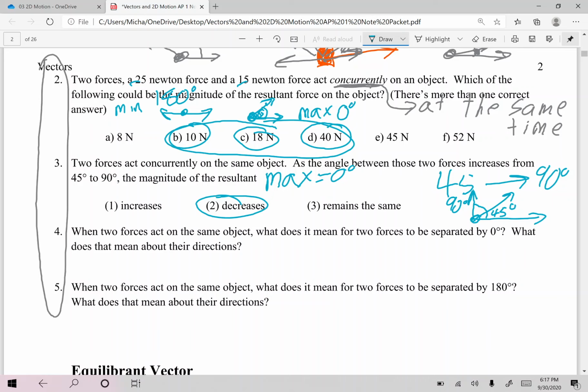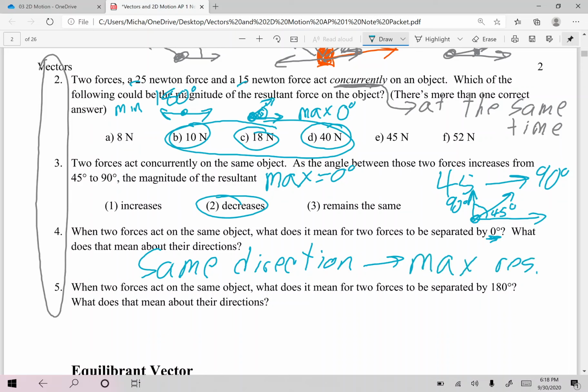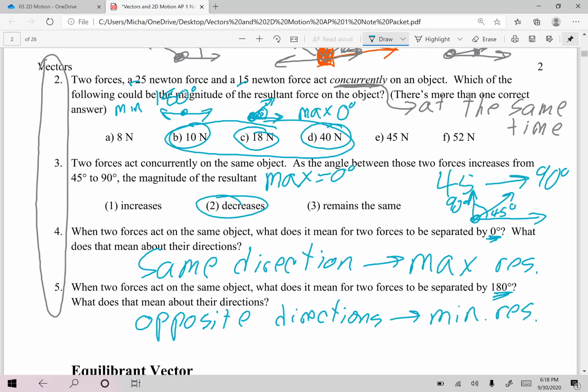Okay, number 4, I just want you to understand what these angles mean. That's why I'm bringing them up. When two forces act on the same object, what does it mean for the two forces to be separated by 0 degrees? Basically, it means they're in the same direction, and when they act separated by nothing, they will produce the maximum resultant. Conversely, if they're separated by 180 degrees, they're pulling in opposite directions, like one is north, one is south, one is right, one is left. Something like that. And this produces the minimum possible resultant. I just really want you to understand what that angle means, what it represents.